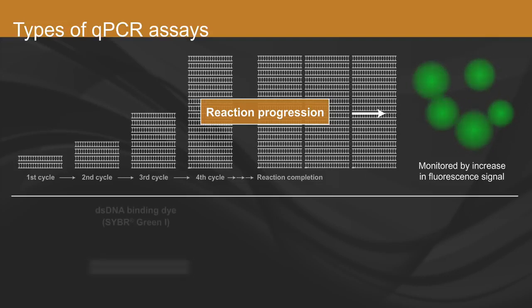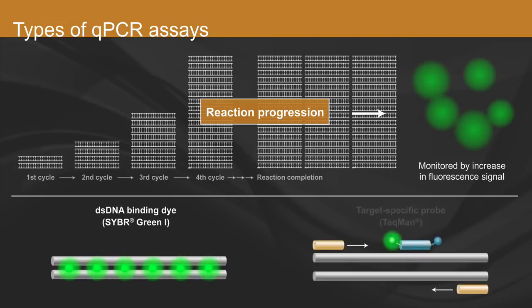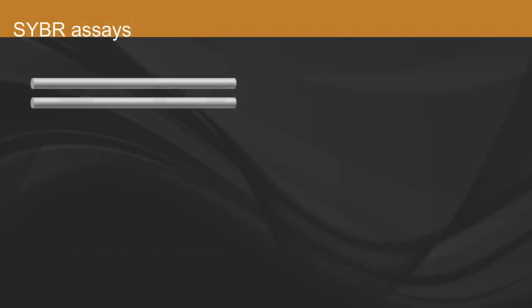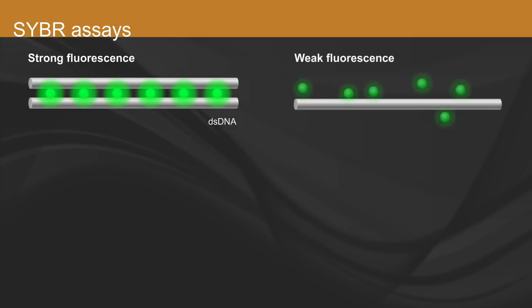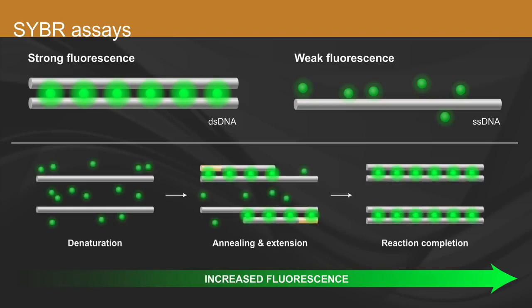The fluorophore can be a double-stranded DNA binding dye, most commonly SYBR Green I, or covalently attached to a target-specific probe, as in TaqMan assays. In SYBR assays, the dye fluoresces when bound to double-stranded DNA, but displays weak fluorescence in the presence of single-stranded DNA. This results in an increased fluorescent signal as the reaction progresses and double-stranded DNA is formed.